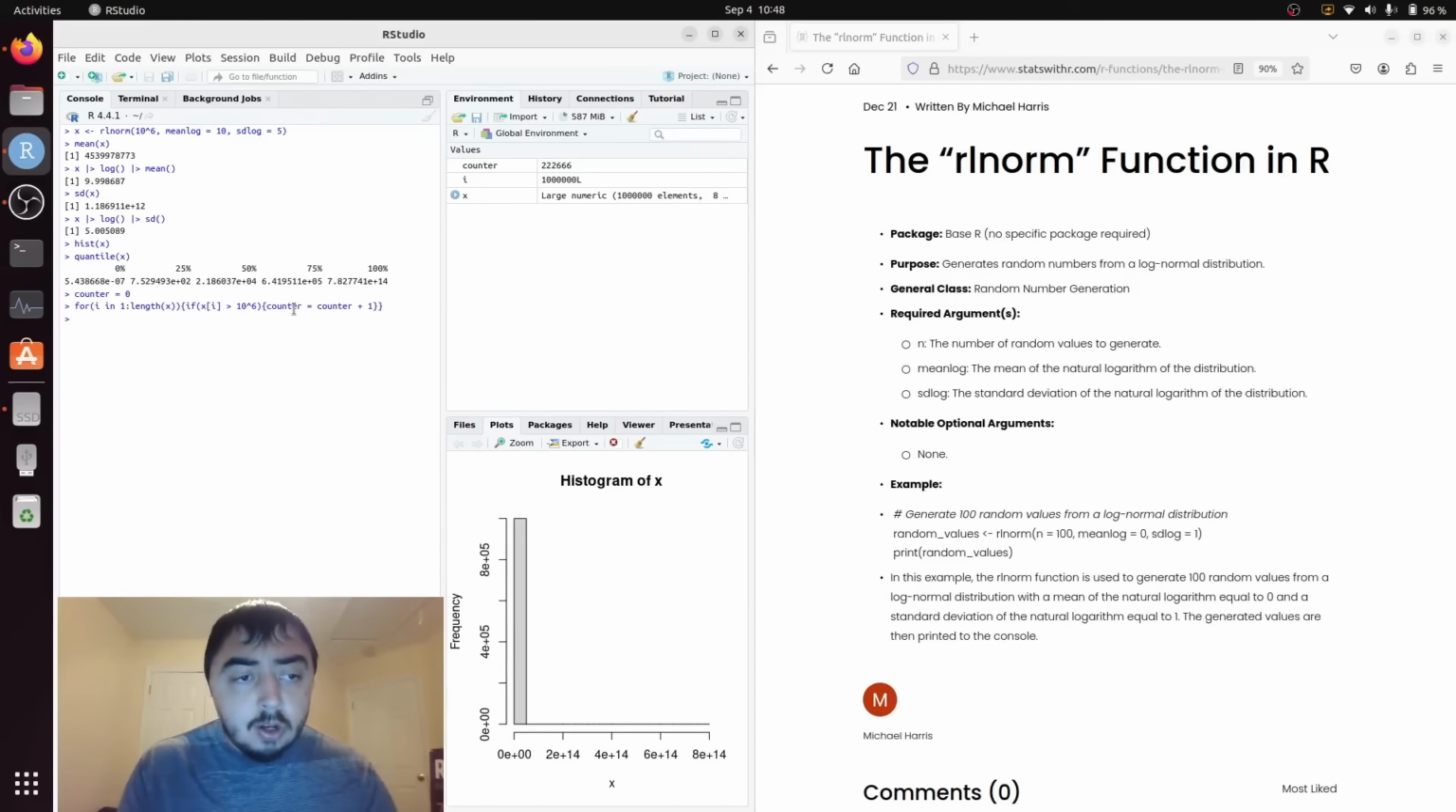Now I want the proportion, so counter divided by the length of x. About 22% of the distribution is greater than 1 million. Okay, so that was a quick way to get the proportion in the tail. Of course, we could do what proportion is between two values if you just throw in an and.